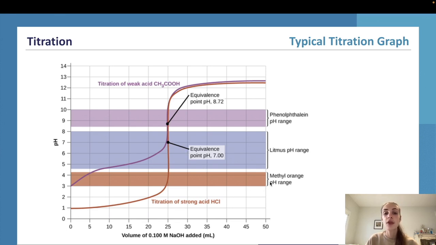And then finally we've got methyl orange, which has its pH range at 3 to around 4.5, and so that's one which we would use in the case of potentially a strong acid, weak base titration. And that's because in a strong acid, weak base titration, we would expect that there would be an equivalence point within a less than 7 region.